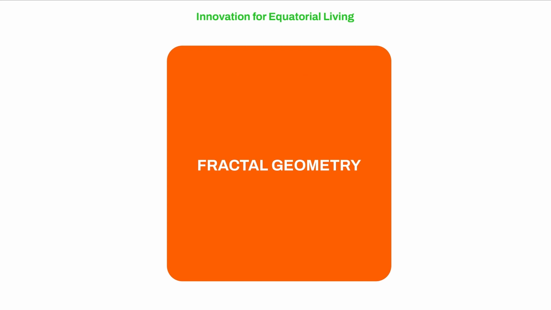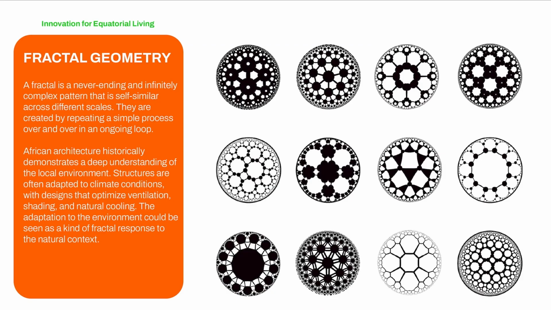So a fractal is a never-ending and infinitely complex pattern that is self-similar across different scales. They are created by repeating a simple process over and over in an ongoing loop. Here are a few classic circular patterns for fractal geometry. It was commonly used in many villages' urban planning to show the hierarchy of the society.